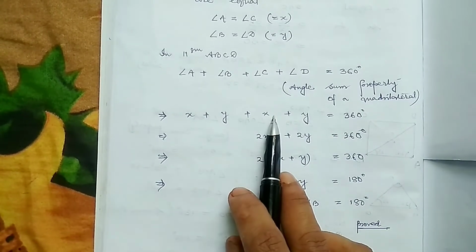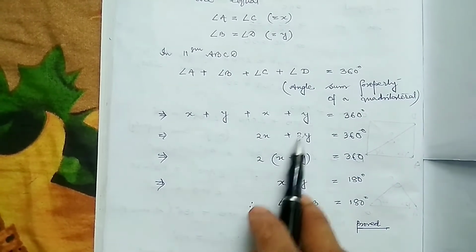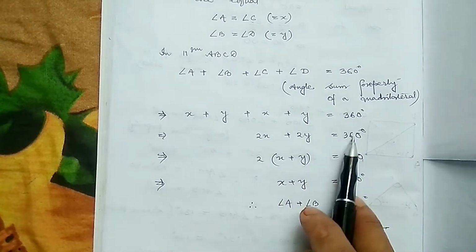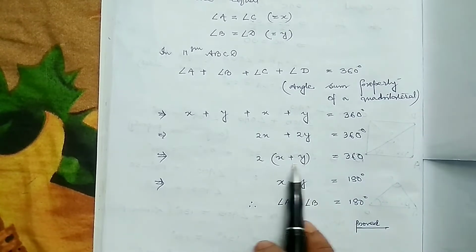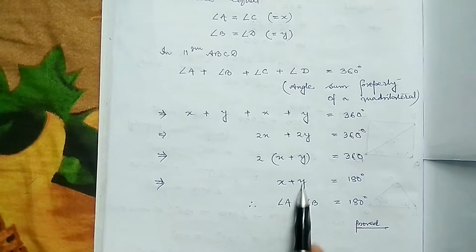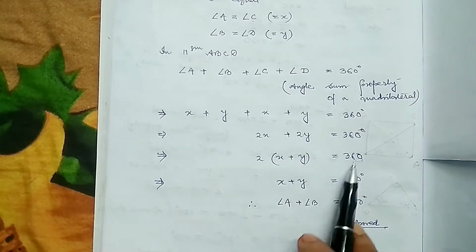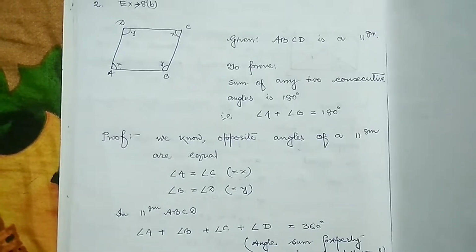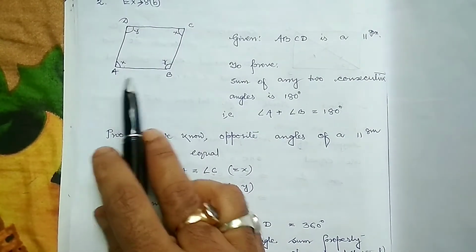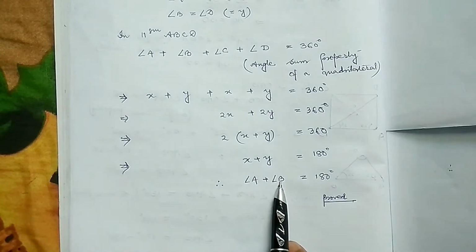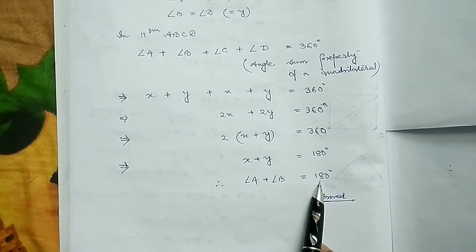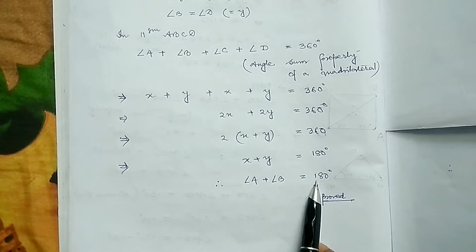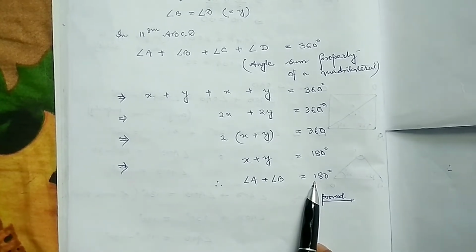How many x? 2x. And how many y's? 2y. So I can write 2x plus 2y is 360. 2 taken common, x plus y is 360. x plus y will be 360 by 2, that means 180. And x and y, as per the figure, we can consider angle A and angle B. Therefore, sum of angle A plus angle B is 180 degrees. So we can prove that sum of any two consecutive angles is 180 degrees.